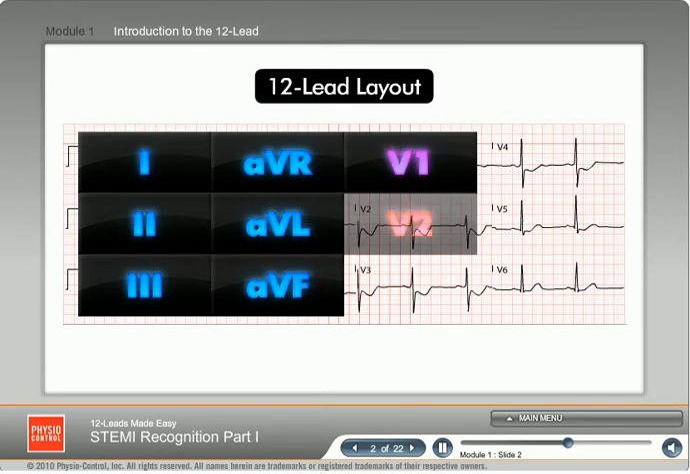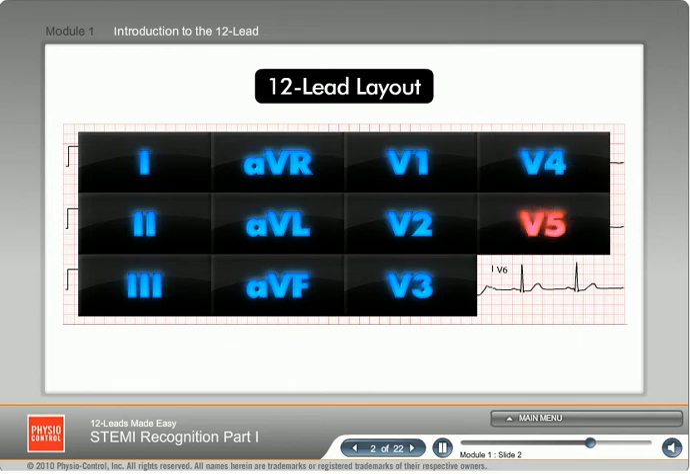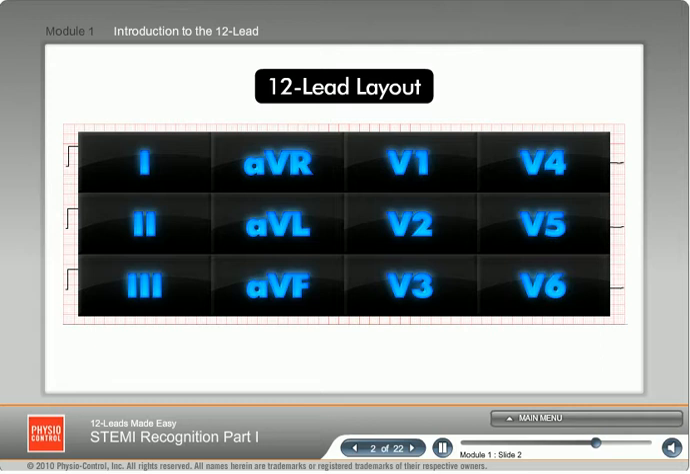Leads V1, V2, and V3 are found in the third column, while V4, V5, and V6 are in the last column. While other formats exist for displaying the 12 lead, this format is by far the most common. Just to make sure you've got it, let's take a minute to complete this exercise.